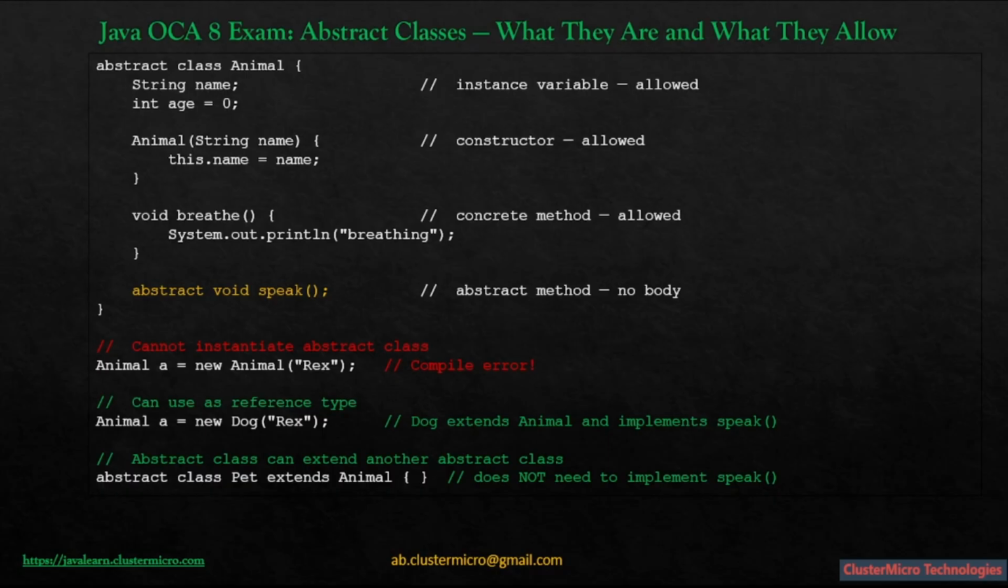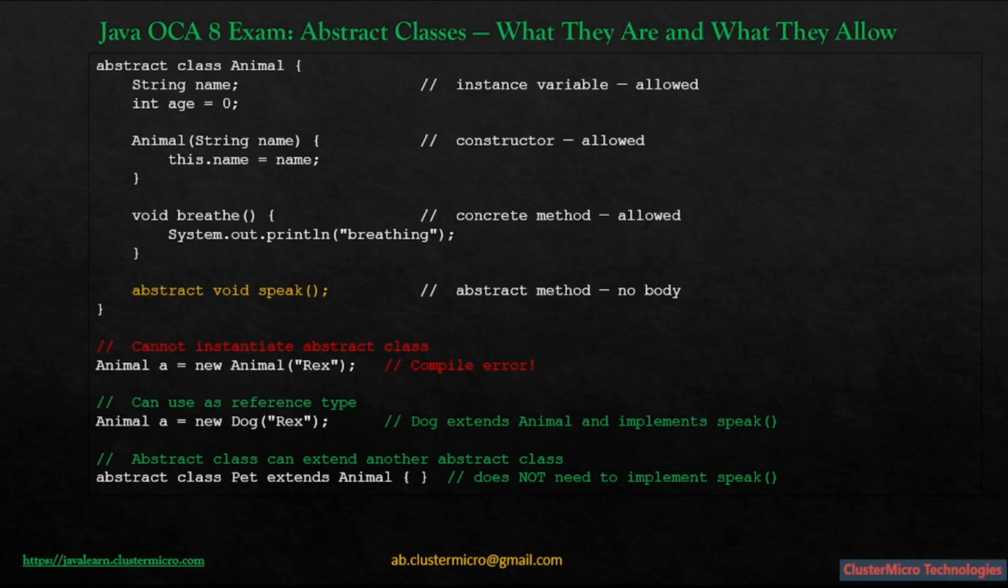So if you see the code, we have abstract class Animal, with String name and int age, and Animal(String name), that's the constructor. And then we have a method void breathe, and then we have abstract void speak. So let's go through each member. Instance variables name and age are regular instance fields. Abstract classes can hold state just like any other class. So this is a key difference from interfaces, which cannot hold instance state.